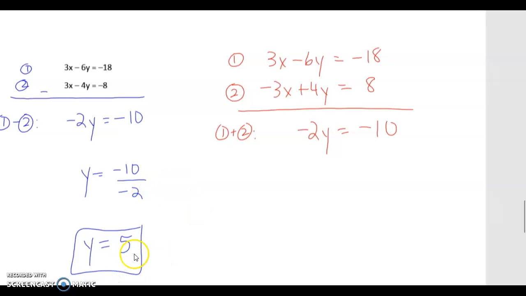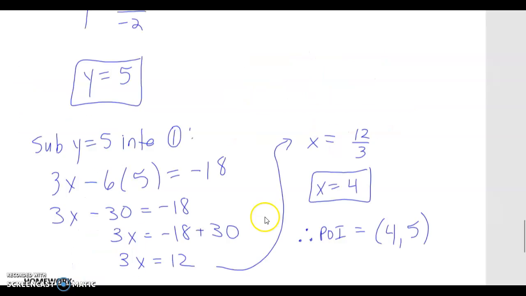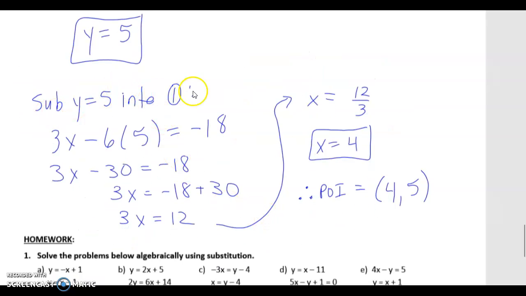I take that y equals positive 5, and I'm going to substitute it into either equation. I'm going to sub it into 1. 3x minus 6 times 5 equals negative 18. Move the 30 to the right-hand side. Divide both sides by 3, and the coordinates are 4, 5. So I'm going to scroll back up for one thing.